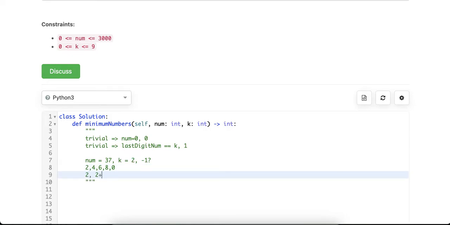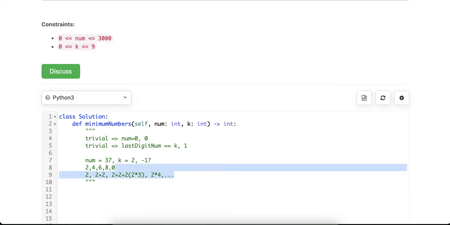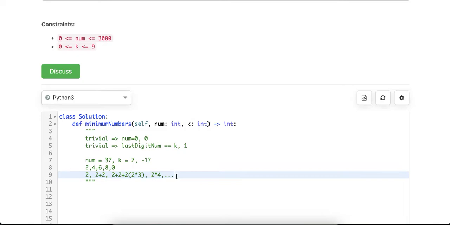Remember what this is? 1 times 2, 2 plus 2, 2 plus 2 plus 2, or basically 2 times 3, then 2 times 4, and so on. That's how we can generate all possible last digits that can be built on top of k equal to 2. And with another k, we can always build something like this, and it will be repeated at some point. And once we got the unique set, we know that those are the possible numbers and last digits that can be generated with that restriction of k.